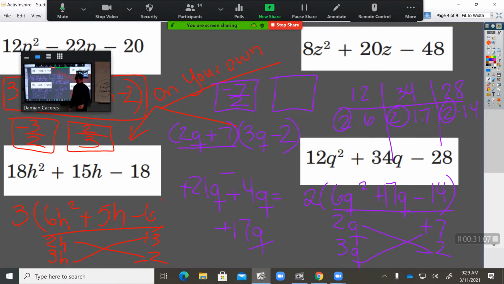You have minus 2 as a constant, negative 2 as a constant. Change the sign, put it over the coefficient. Any questions? So far, so good?